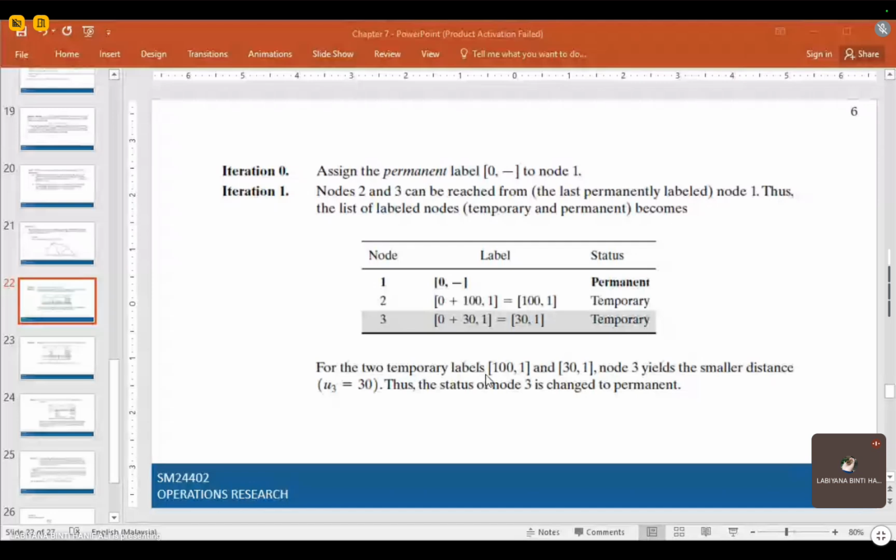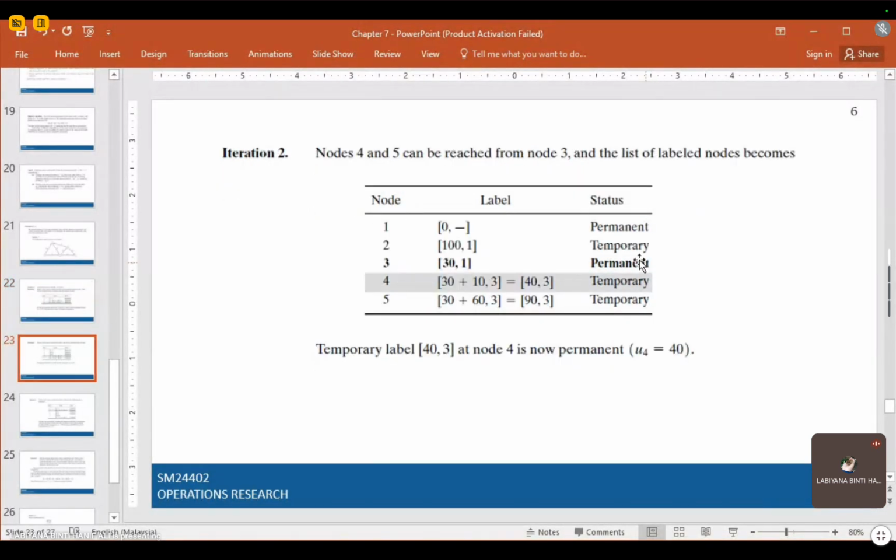From the two temporary labels, 100 and 30, node 3 yields the smaller distance, u3 equal to 30. Thus, the status of node 3 is changed to permanent. At the beginning, node 2 and 3 are just temporary, but once we identify the shortest route, we set the shortest to be our permanent. So node 1 is permanent, and node 3 is the next permanent.